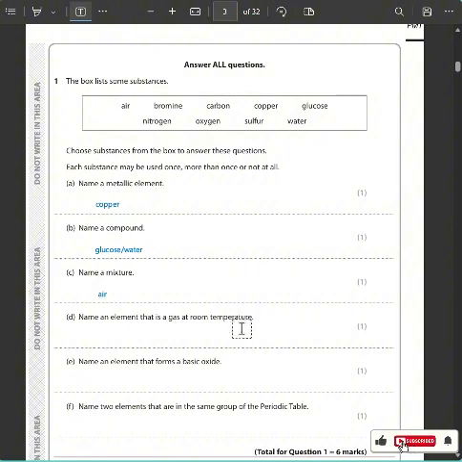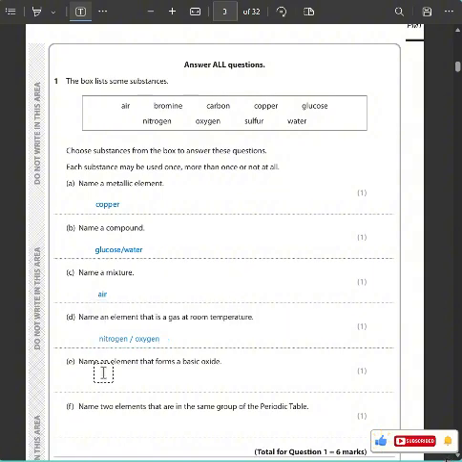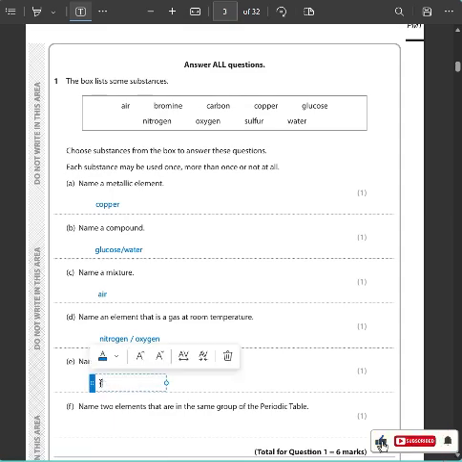Name an element that is a gas at room temperature. Bromine is a liquid, carbon is not, copper is a metal, and nitrogen. We can say nitrogen. Nitrogen is a gas at room temperature, and oxygen also. Next question: name an element that forms a basic oxide. We know that group 1, group 2 and some of the transition metals make basic oxides, and one of these is copper.